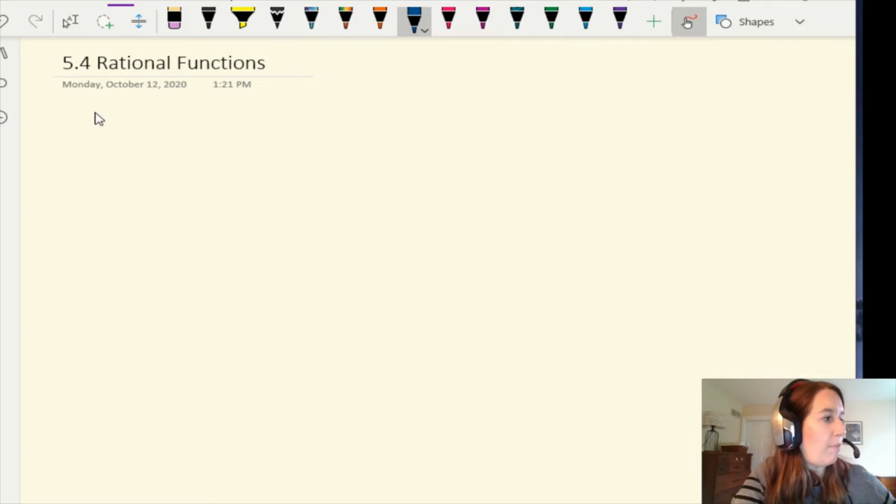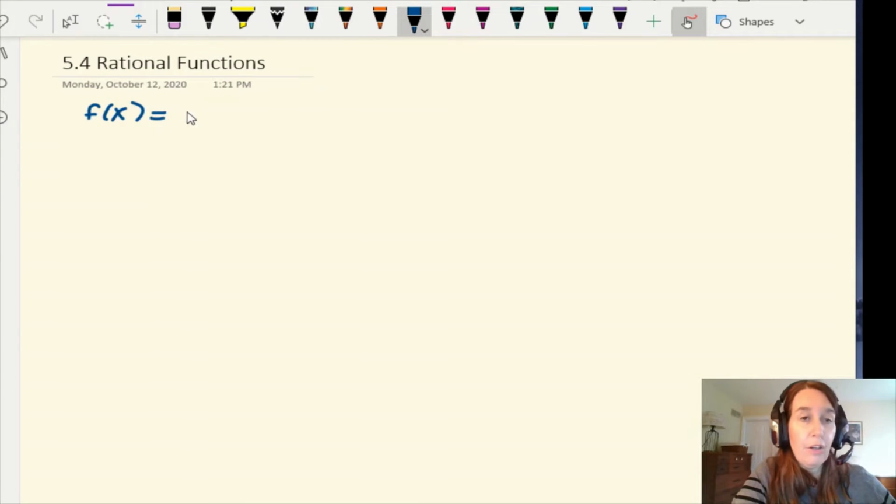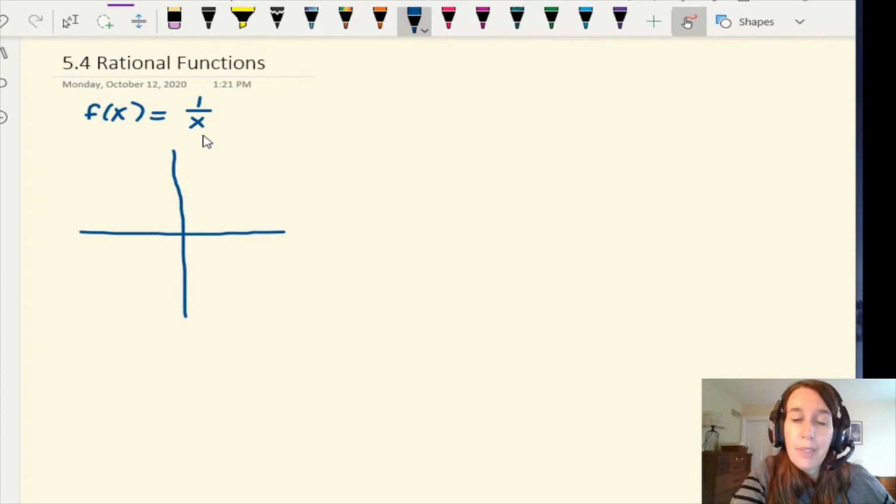So first of all, the basic rational function, the parent function, is 1 over x. f(x) equals 1 over x. And so if you think about graphing 1 over x, I think we looked at that way back at the beginning of the class, right? If you put in numbers for x, you'll be able to see where the graph goes. So if you put in 1 for x, you get 1 over 1, 1.